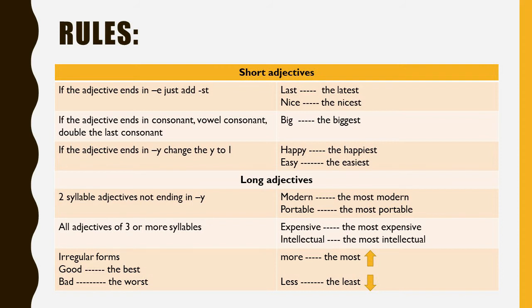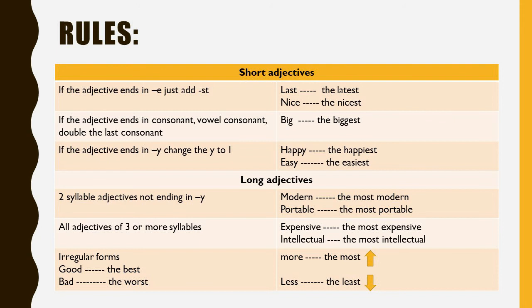This is for short adjectives. Now, for long adjectives, we need to use the most or the least. We use most instead of more, and we use least instead of less, right? Do you remember that we use more and less for comparative adjectives? Okay, now we are using most and least for superlative adjectives.